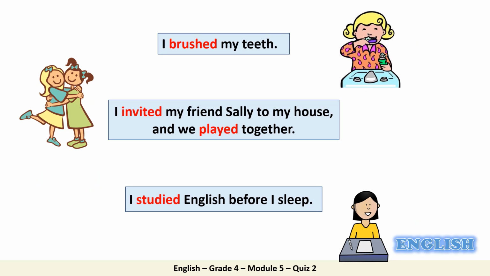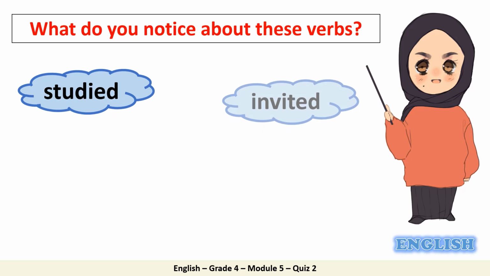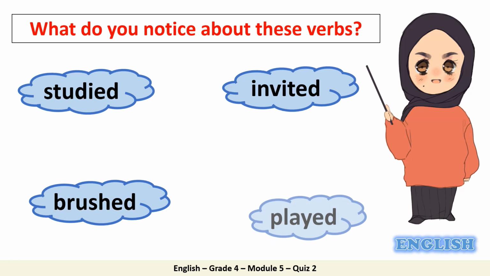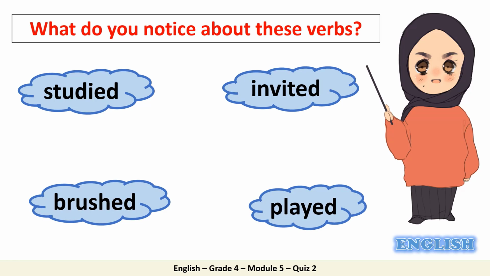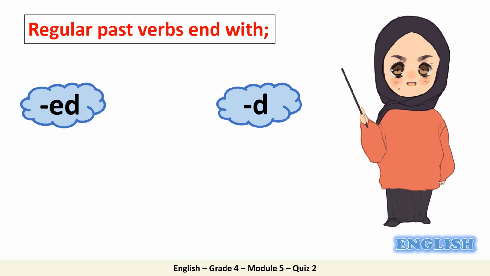And now I want you to look carefully at the highlighted verbs in these sentences. What do you notice about these verbs? Studied, invited, brushed, played. We call these verbs regular past verbs, and they end up with ed, d, or ied.